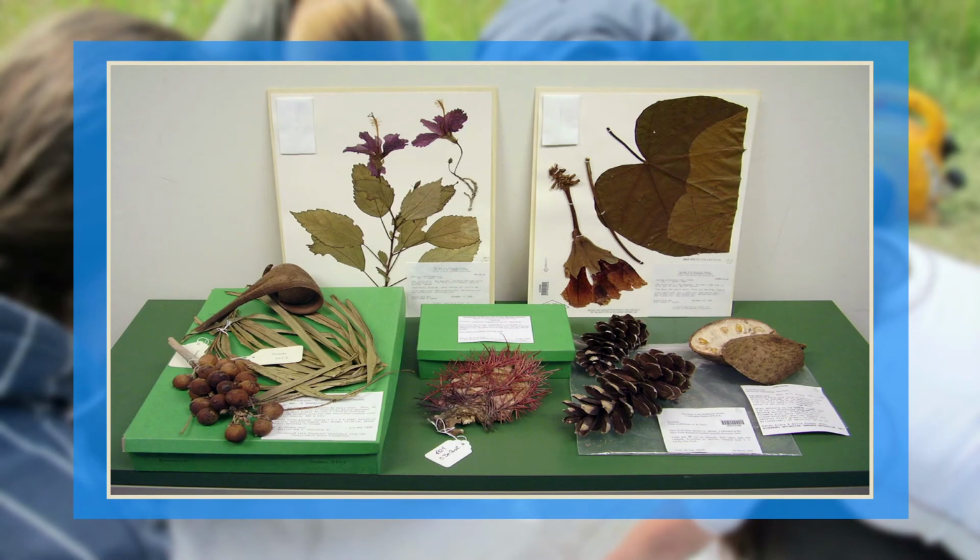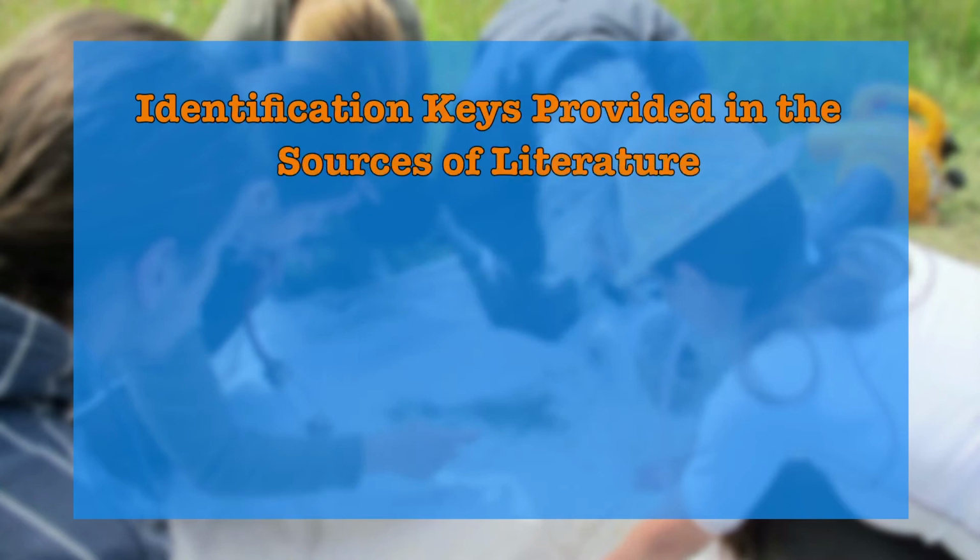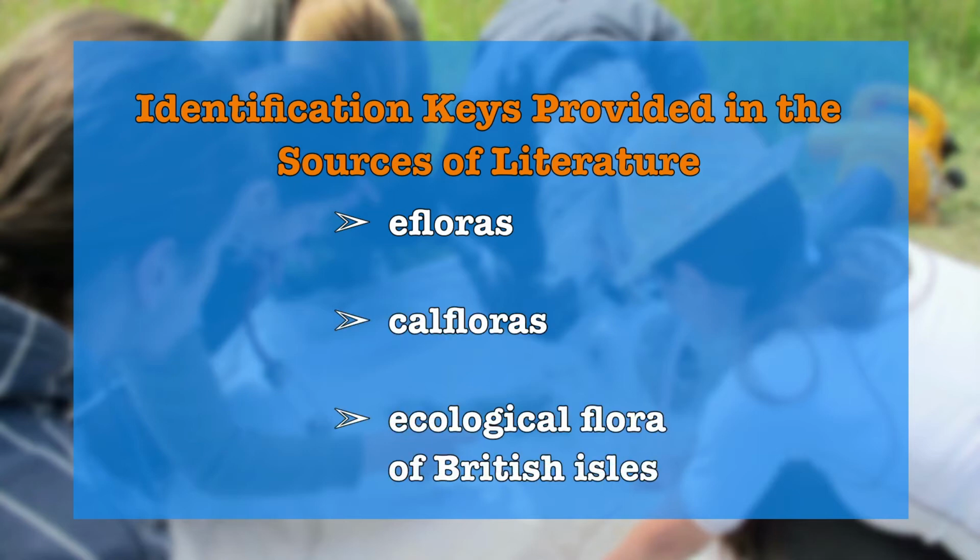Identification of the plant specimens collected will be done with the help of herbarium studies. This will be achieved by visiting different herbaria and comparing unknown specimens with duly identified specimens stored therein. Alternatively, the specimens will be sent to different experts who will help in the proper determination. Identification will be authenticated by using various types of taxonomic literature such as floras, monographs or manuals. The identification keys provided in the sources of literature, eFloras, CalFloras, Ecological Flora of British Isles will also help in correct identification.